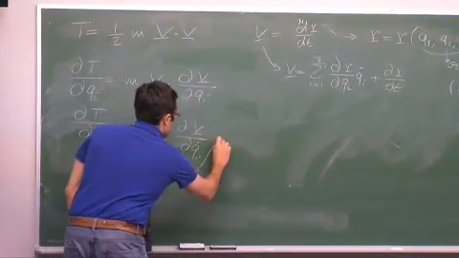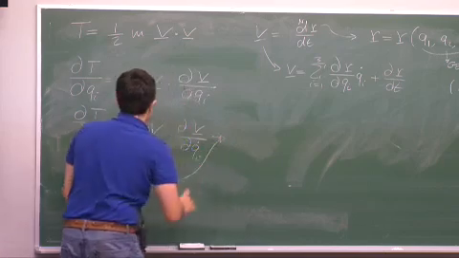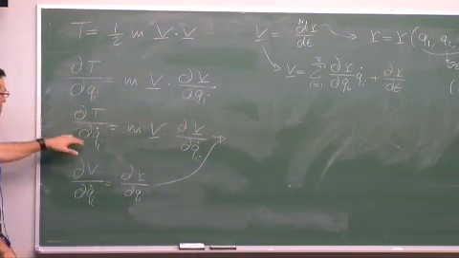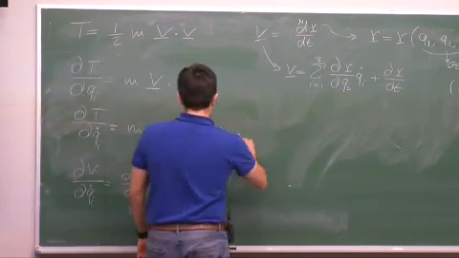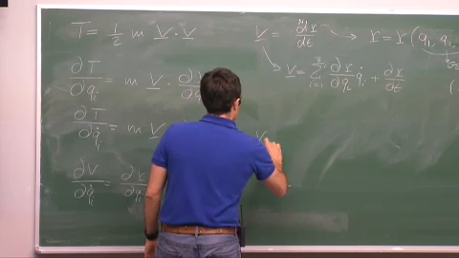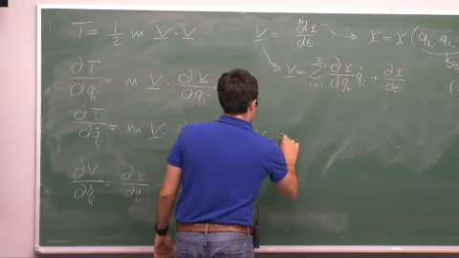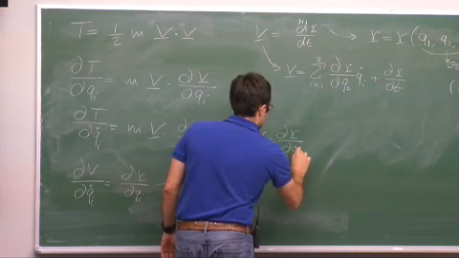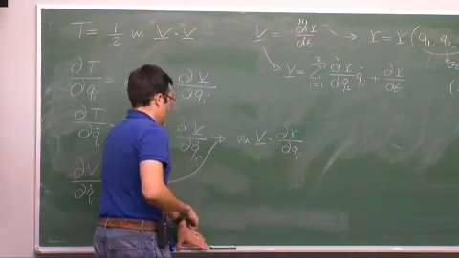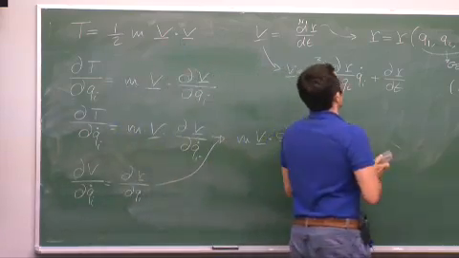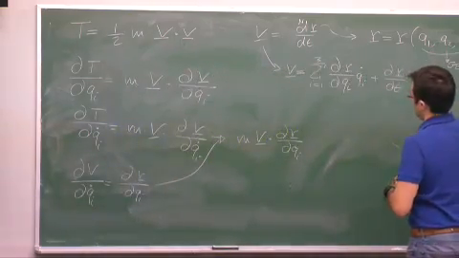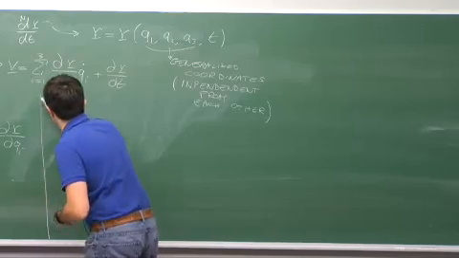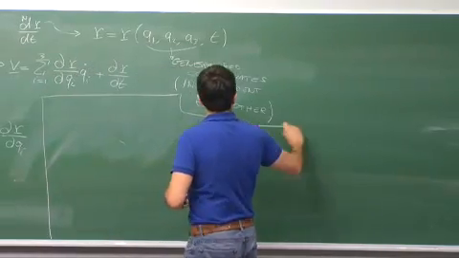So put these two together gives me that the partial of T, kinetic energy, with respect to qi dot can also be expressed as m v dotted with dr dqi. Okay, nice. Okay, so we can probably use this down here for a while.